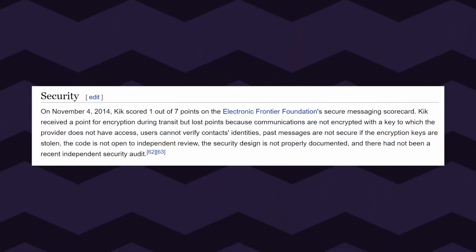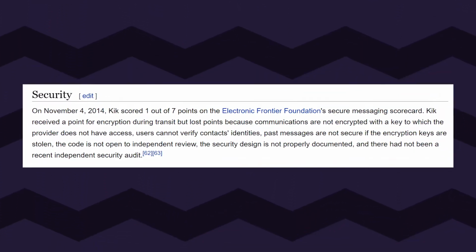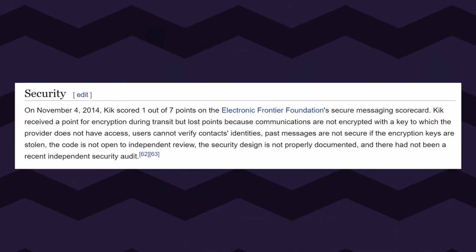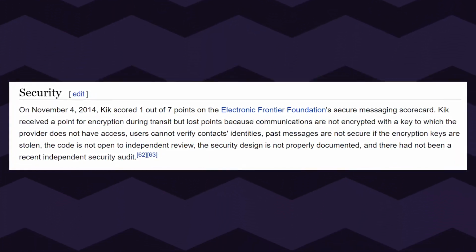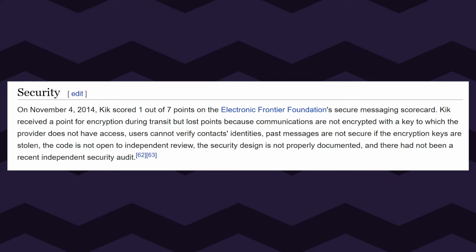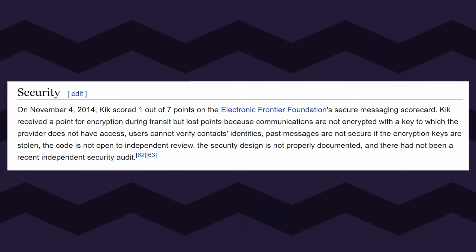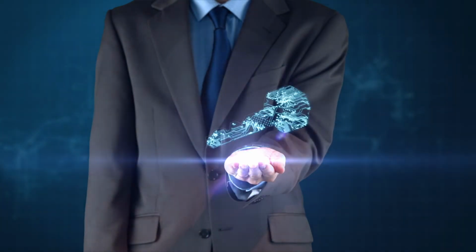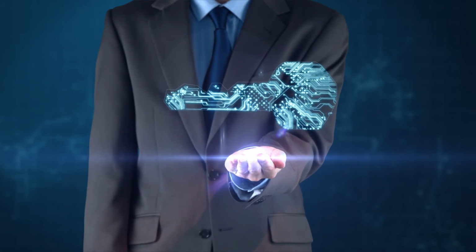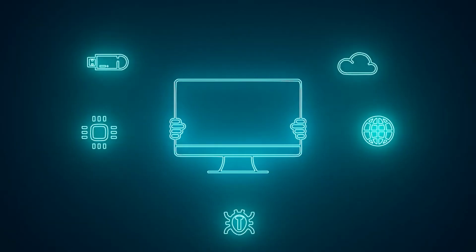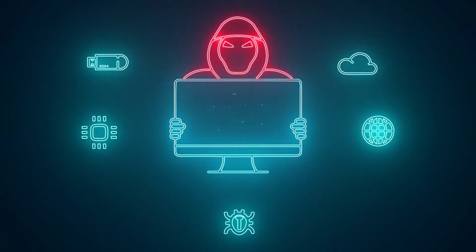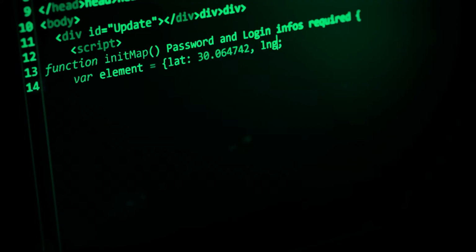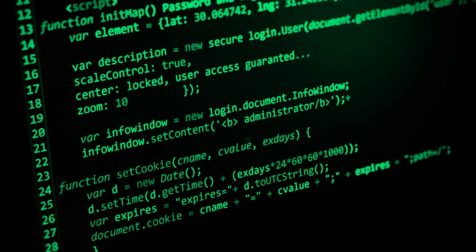In fact, a kid aged 12 can enter false credentials to use Kik, while a 40-year-old predator can pretend to be a teenager. And what's more, the Electronic Frontier Foundation granted Kik 1 out of 7 points in a secure messaging scorecard in 2014. The app received a point for its encryption during transit, but failed in providing other security features. For instance, it doesn't encrypt communications with a key to which the provider does not have access. Its past messages are unsecured if the encryption keys are stolen, and its code is closed to independent review.